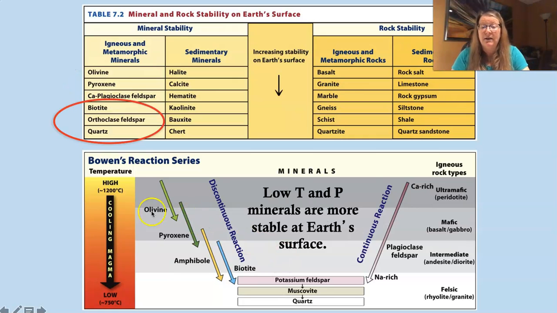On the other hand, these minerals down here, which represent the last few minerals to crystallize in Bowen's reaction series, are more stable at Earth's surface, and they tend to stick around longer. And quartz, in fact, is very, very resistant to chemical weathering, and that's why a lot of beaches are just pretty much quartz sand.